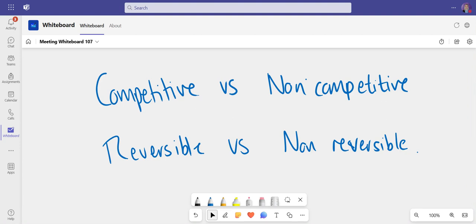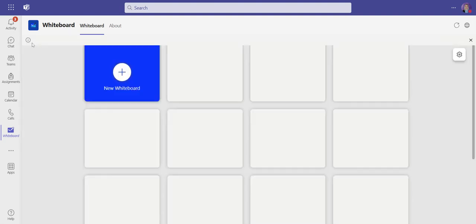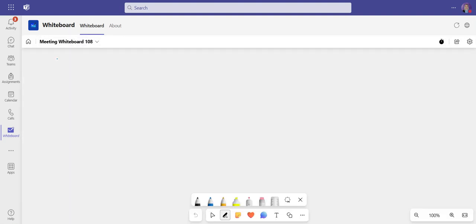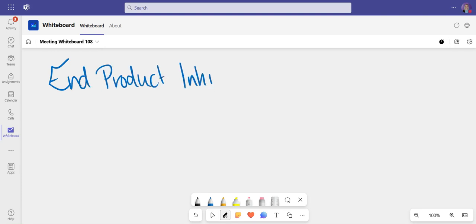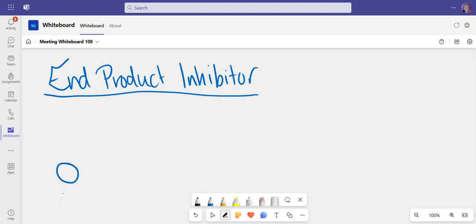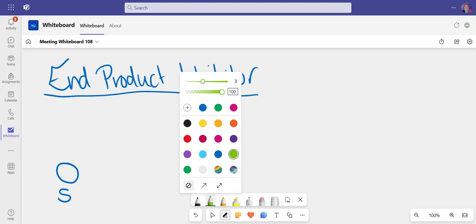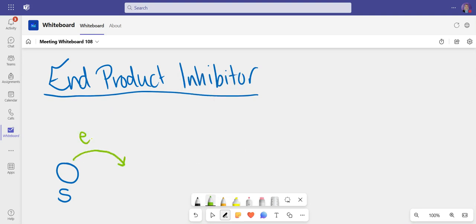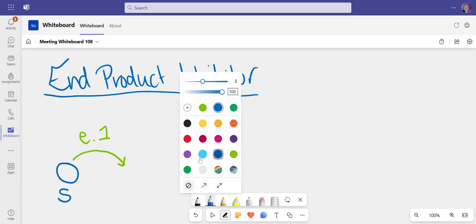The third thing that we're going to look at in this session is something called an end product inhibitor. So an end product inhibitor is one that works in a series of reactions. So let's say we start with this substrate, I'll just call it S, and a reaction happens that's catalyzed by enzyme number 1. So we'll call that enzyme 1, and it produces a product.